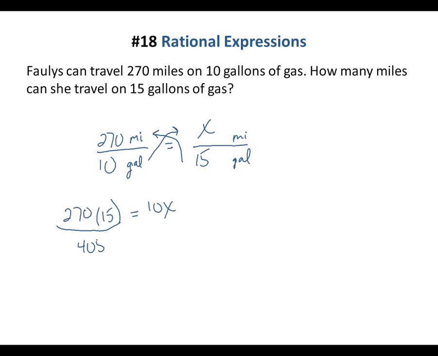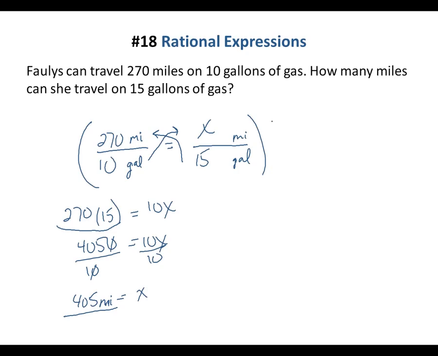So I like to do miles over gallon, and then miles over gallon. So she travels 270 miles on 10 gallons of gas. I don't know how many miles she travels on 15 gallons of gas. No matter what way you set it up, we should have the same cross product here. So if I multiply these two guys together and these two guys together, that would be 270 times 15 equals 10x. I'm going to be lazy like Professor Barnett and ask you guys to multiply that for me. 4,050. Thank you.